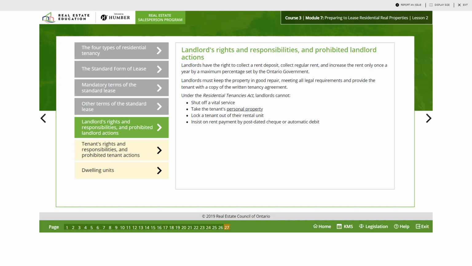Landlord rights and responsibilities and prohibited landlord actions. Landlords have the right to collect a rent deposit, collect regular rent, and increase the rent only once a year by a maximum percentage set by the Ontario government. Landlords must keep the property in good repair, meeting all legal requirements, and provide the tenant with a copy of the written tenancy agreement. Under the Residential Tenancy Act, landlords cannot shut off a vital service, take the tenant's personal property, lock a tenant out of their rental unit, or insist on rent payment by post-dated cheques or automatic debit.